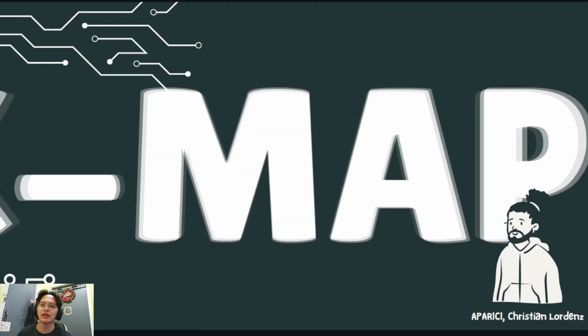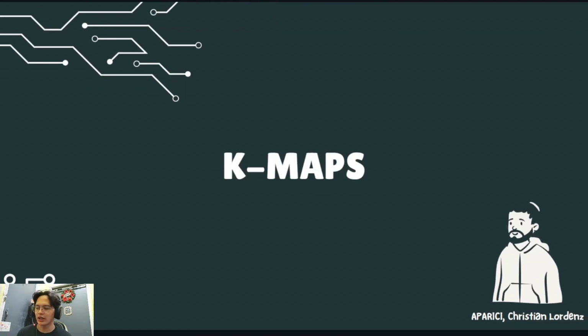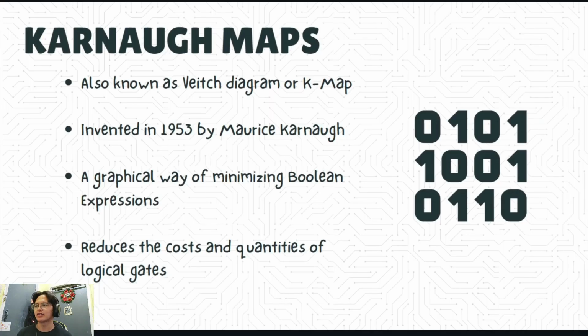So to start with, I'm going to report about K-maps, Karnaugh maps. So what is a Karnaugh map? It is also known as a Veitch diagram or K-map. This was invented in 1953 by Maurice Karnaugh, and it's a graphical way of minimizing Boolean expressions and it reduces the cost and quantities of logic gates.